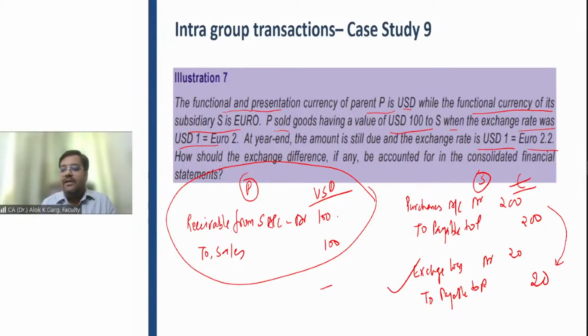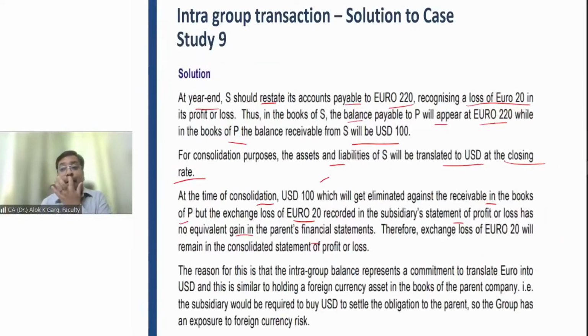Parent is not required to restate. That is why there is no counter gain, and hence the exchange loss of 20 euro will remain in the consolidated P&L. The reason for this is that the intra-group balance represents a commitment to translate euro into USD, right? And this is similar to holding a foreign currency asset in the books of the parent company. That is, the subsidiary will be required to buy 100 US dollar to settle the obligation of the parent, so that the group has an exposure to foreign currency risk, right?